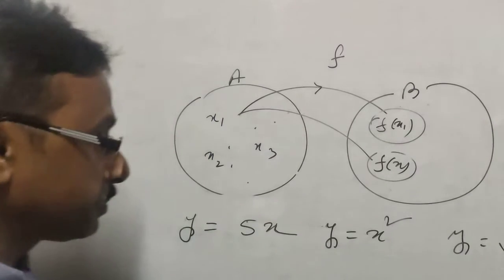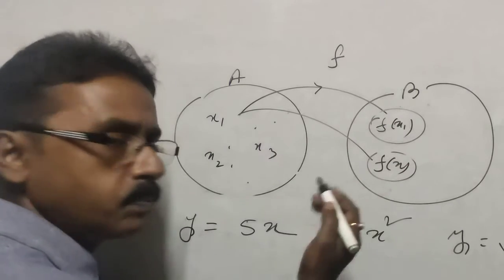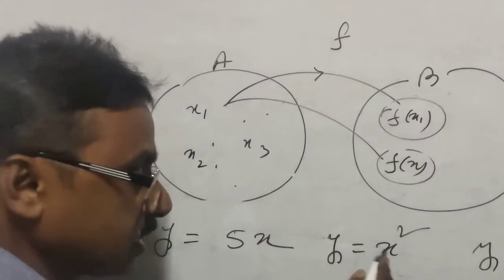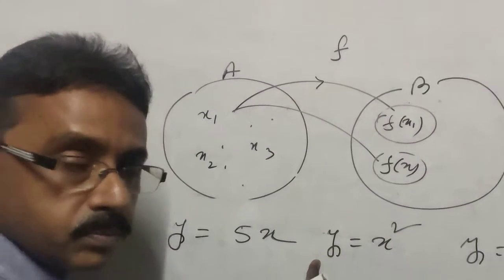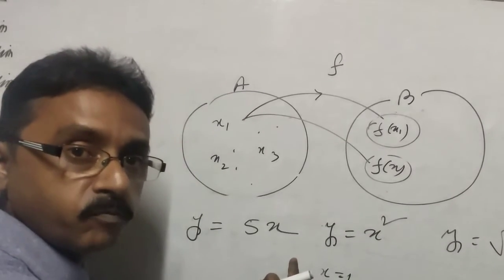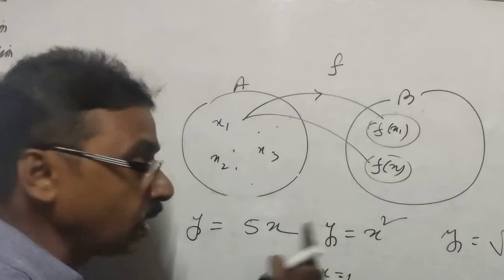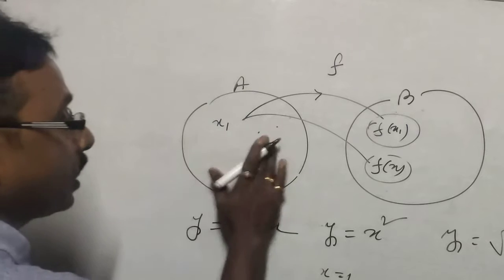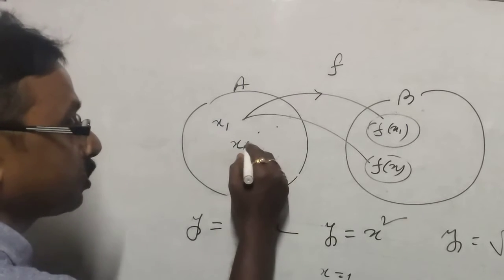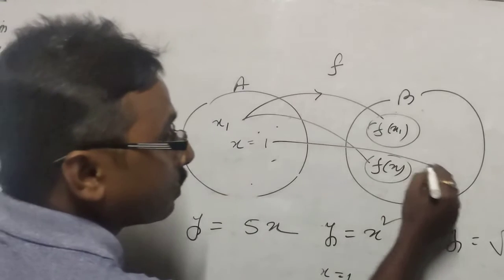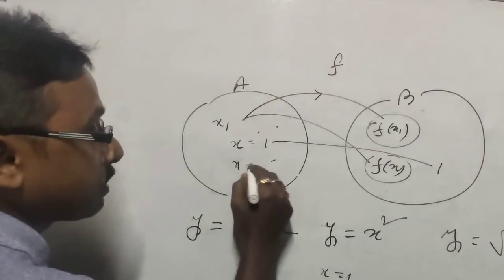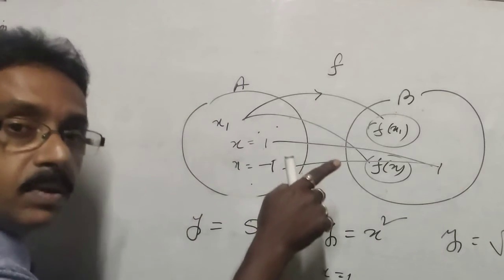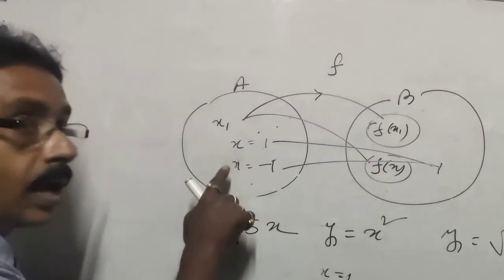Now let us see y equals x square. Suppose x belongs to the set of natural numbers, whole numbers, real numbers, whatever. If x is 1, then y is 1. x is 2, y is 4. x is 3, y is 9. x is minus 1, y is 1. If I take x equal to 1, then 1 square is 1. If I take x equal to minus 1, then minus 1 square is also 1. That means both of these have the same image, but none of them has more than one image.